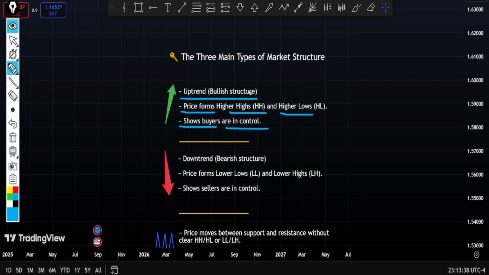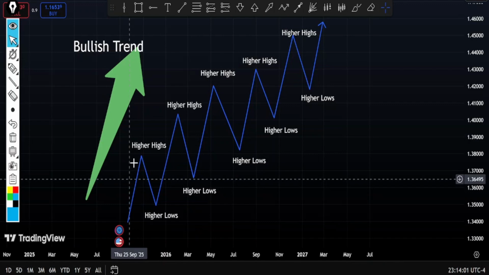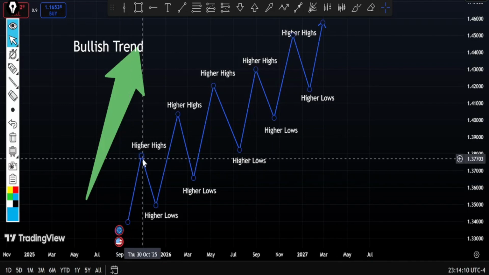Now let me show you what I mean by that. Okay, so let's go down. So this is a bullish trend. The market is going up, the market is rallying. The market doesn't just fly up to a particular point. It will have to make a series of higher highs, higher lows, higher highs, higher lows.